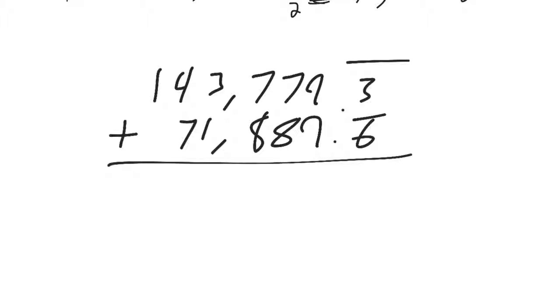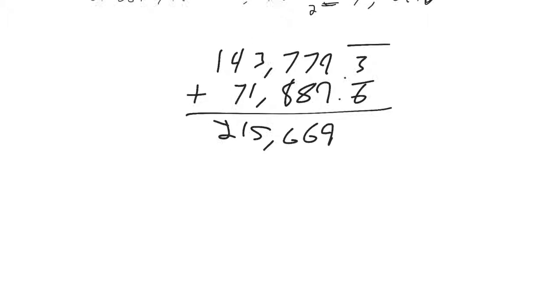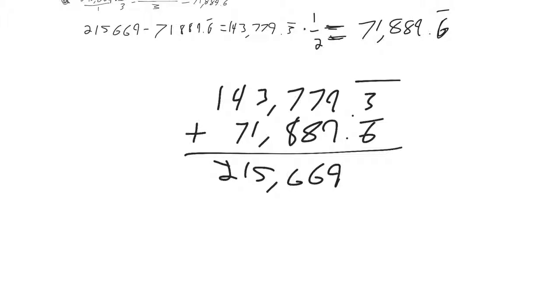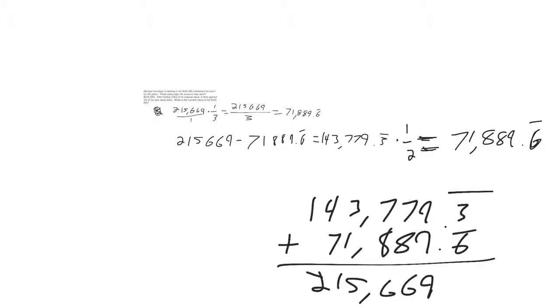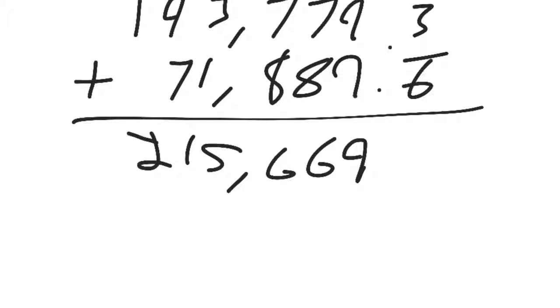So if you add these together in the calculator, you get 250,669. Wait, is that how much it started with? That's how much it started with. That might be just a coincidence. Yeah, double check. That's the correct answer for this one. Okay, 215,669. If you take away a third of its value, and then if you add half of that new value back, it gets 215,669.